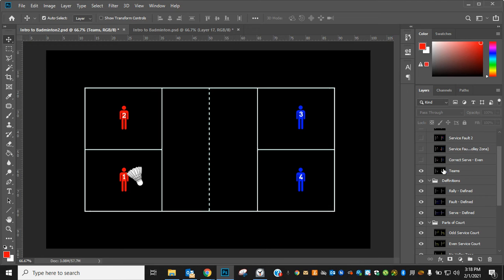If player one were to serve the birdie correctly, it would look something like this. Notice he's serving diagonally cross court, and the birdie is making it all the way to the opposite service court.